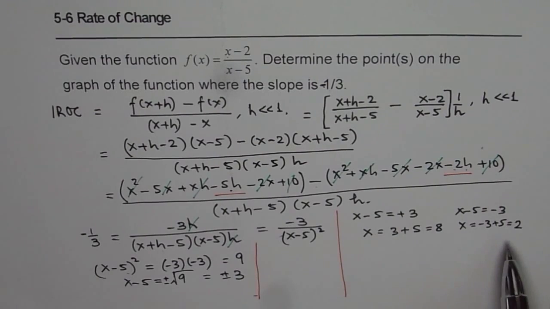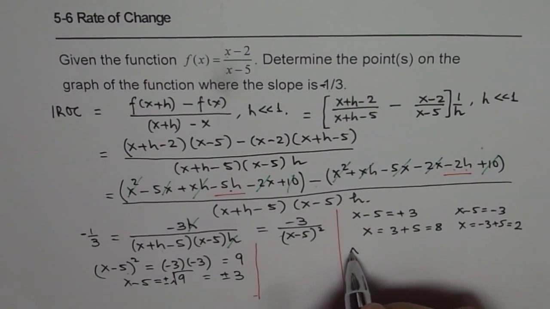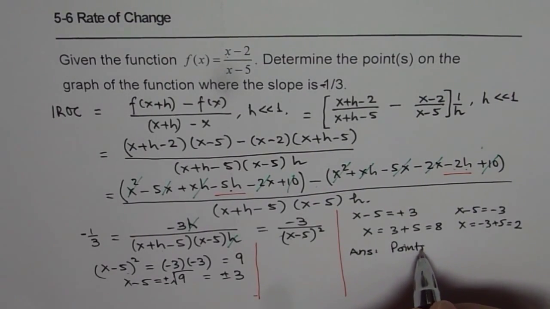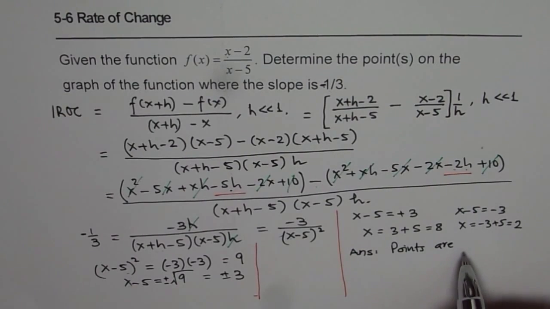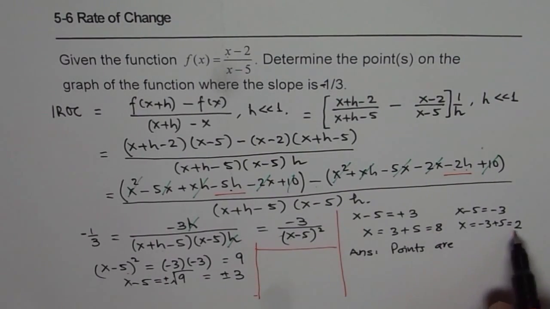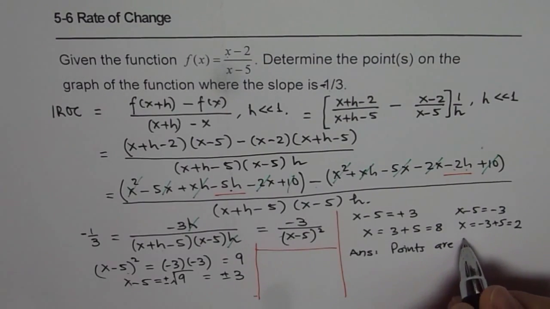So there are 2 points in the graph where x equals 2 and x equals 8, where the instantaneous rate of change for the function is going to be minus 1 over 3, right? So we can write down our answer that the points are, to find the points, what we should do is plug in the values 8 and 2 and find the value, right? So we can find what is f of 2, right?